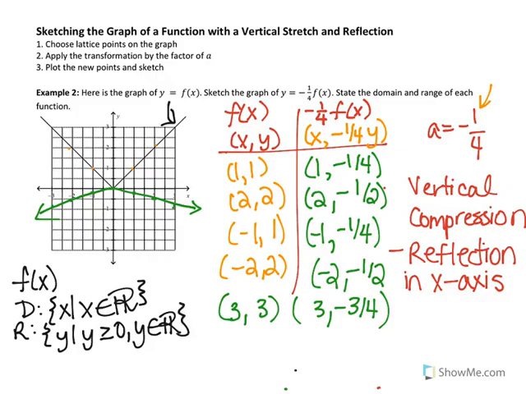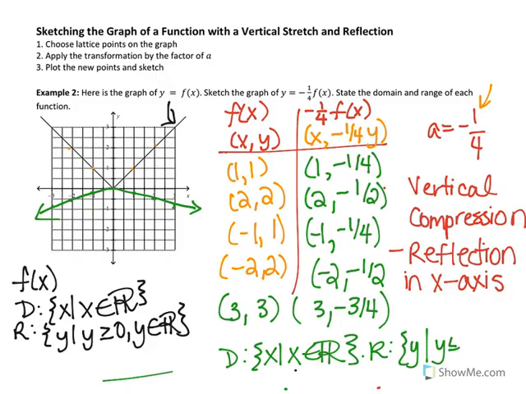For my green function, the changed function, my domain would be the same, it doesn't change. And our range would now be less than 0. Alright.